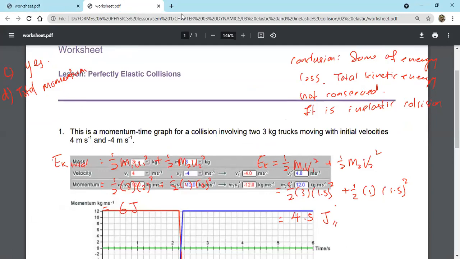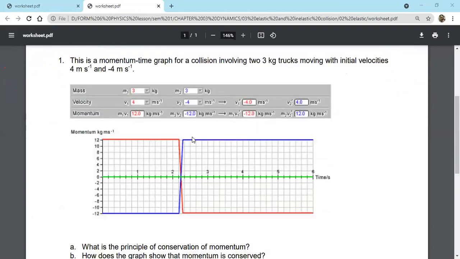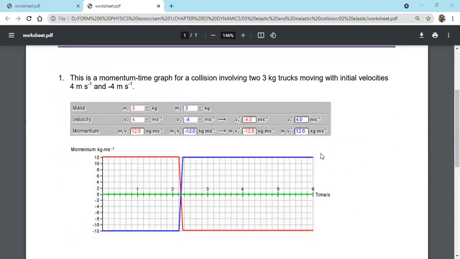Okay, now let's go to the worksheet. This next worksheet is lesson number 10, perfectly elastic collision. For the perfectly elastic collision, here we notice that mass before is 3 kg, both of them 3 kg. Two 3 kg trucks moving with initial velocity 4 and -4, that means opposite direction with the same magnitude.